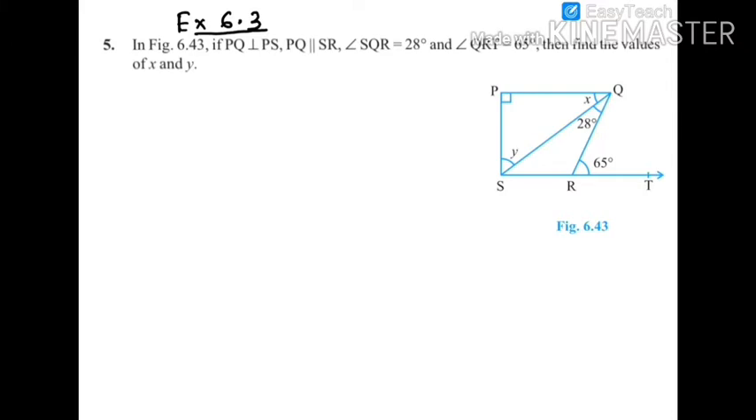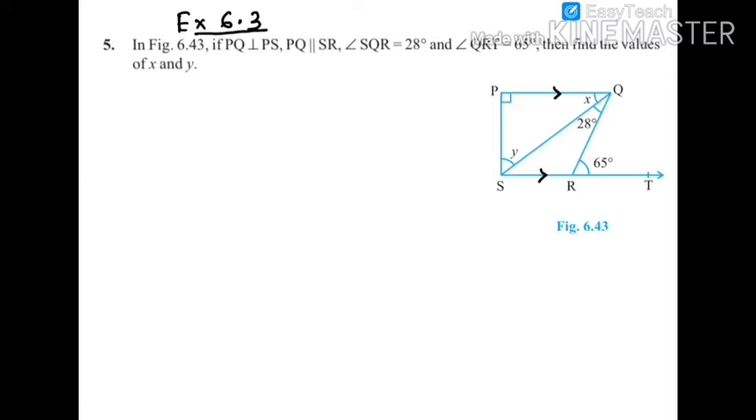In the given figure, if PQ is perpendicular to PS, so angle QPS will be 90. Also, PQ is parallel to SR, which we can show by putting 2 arrows like this. Angle SQR is given as 28. Angle QRT is given as 65. We have to find the values of X and Y.